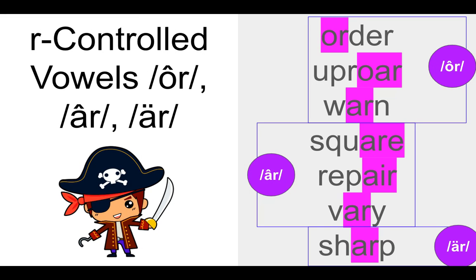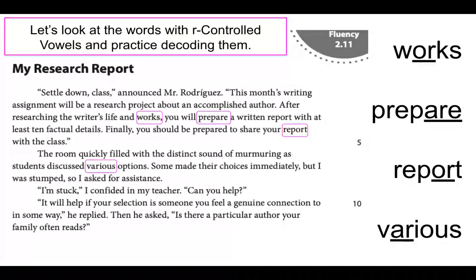Air words like square, repair, and vary have that air sound, but they can be spelled A-R-E, A-I-R, or even just A-R. Then R words like sharp are usually just spelled with an A-R. Notice that A-R is the trickiest spelling because it can be found with all 3 sounds.